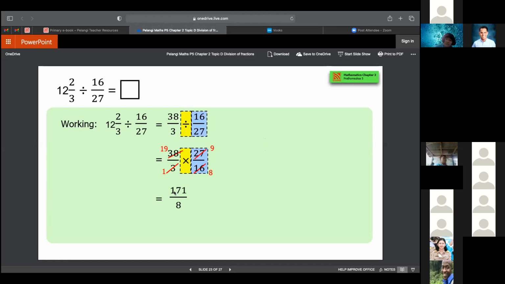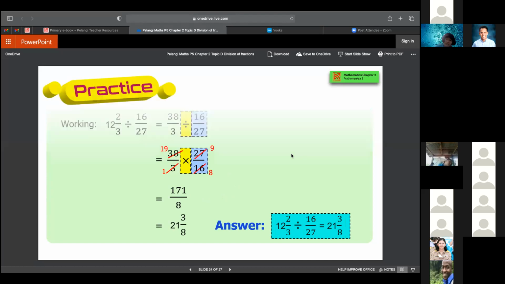So you have 171/8. If you simplify, 171 divided by 8 is 21 and 3/8. So that is the answer now. For 12 and 2/3 divided by 16/27 is equal to 21 and 3/8.